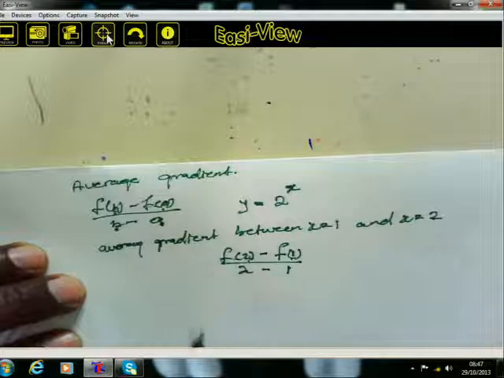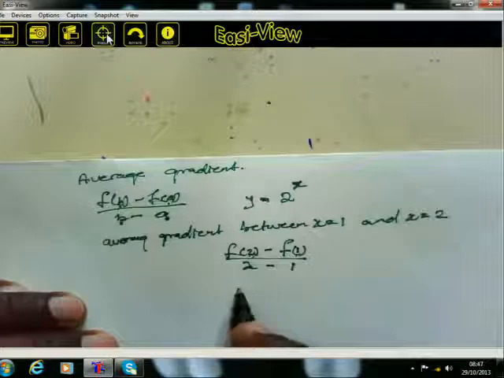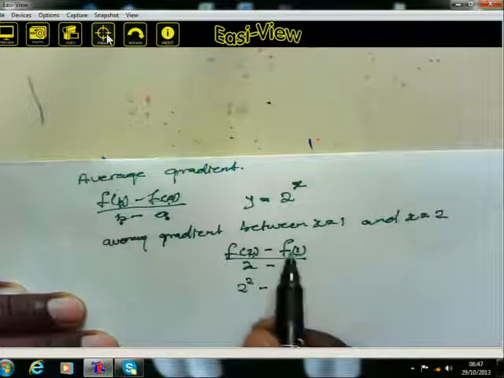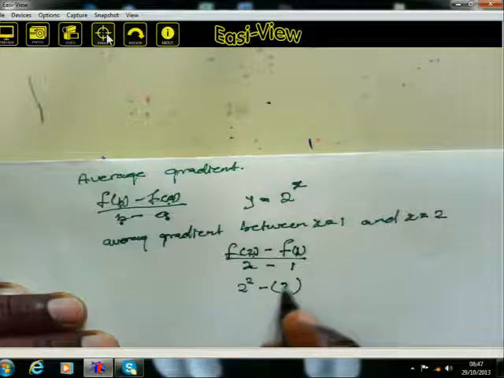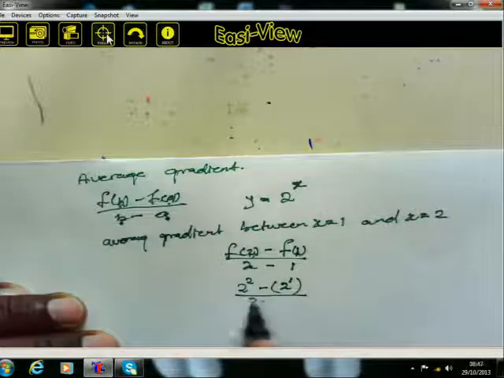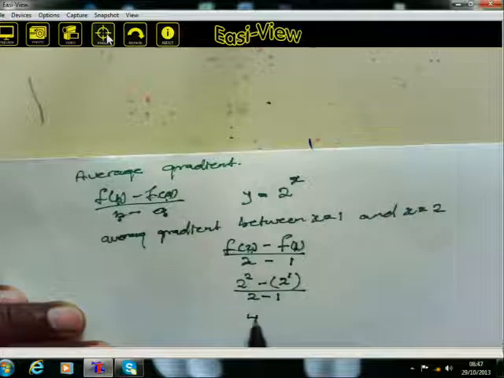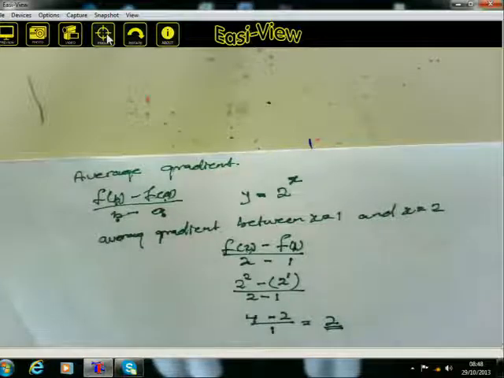What is this f at 2? That means where I see x, I put 2. That means 2 to the power of 2 minus, where I see x, I put 1. Inside the bracket, 2 to the power of 1 over 2 minus 1. This will give us 4 minus 2 over, what is 2 minus 1? It is 1. So 4 minus 2, it is 2. So this 2 is the average gradient.